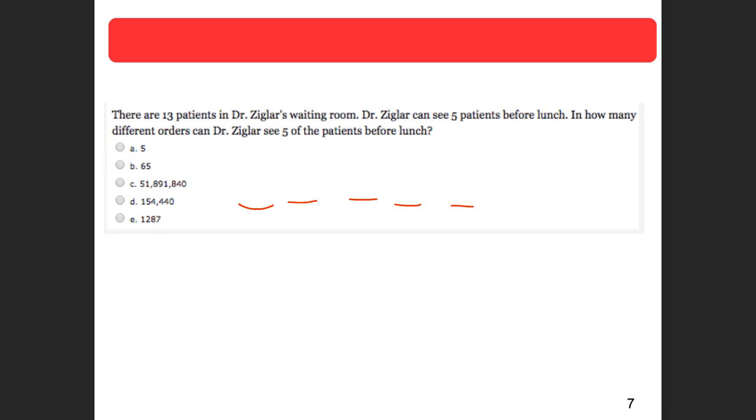Well, the first, he could see 13 different ones, right? Because there's 13 patients there. And then there's only 12 left, then 11, then 10, then 9. So really, 13 times 12 times 11 times 10 times 9 is 154,440. That's a lot of different ways you could see those patients.